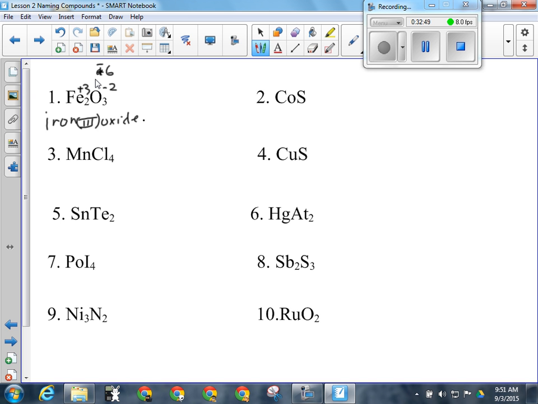For number 2, I've got cobalt and sulfide. Sulfide's a -2. Cobalt must also be a +2 because they're 1 to 1 here. So I'm going to go with cobalt 2 sulfide.